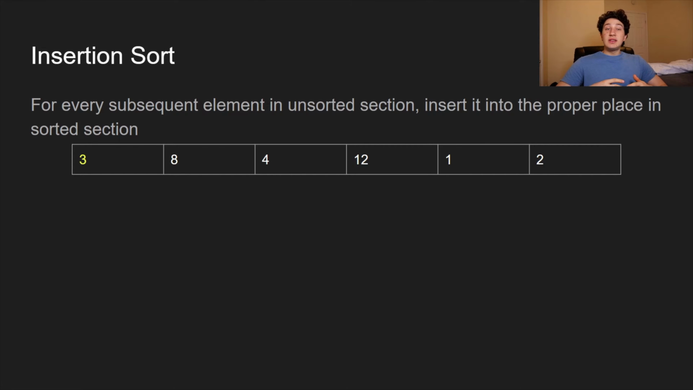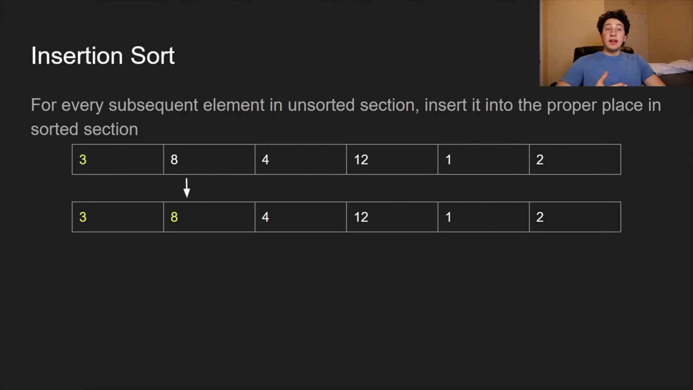So the next element to consider is actually going to be 8. We look at 8, and we say, all right, where in the sorted section is 8 going to go? Well, the sorted section right now is comprised of just 3. So when we put 8 in it, it can just go right after 3. So now we have a sorted section of 3 and 8.